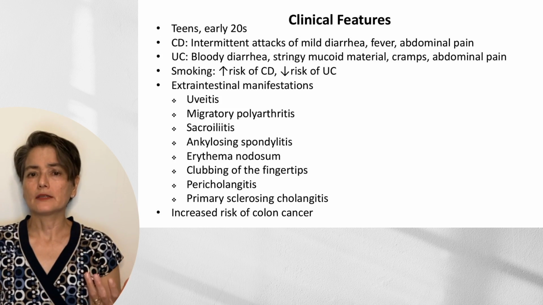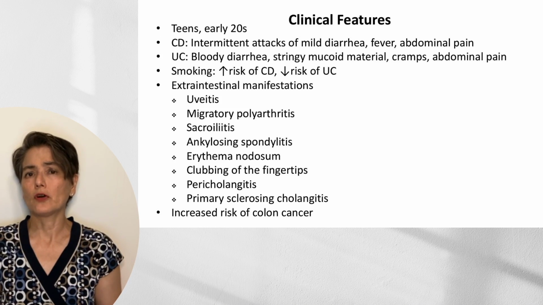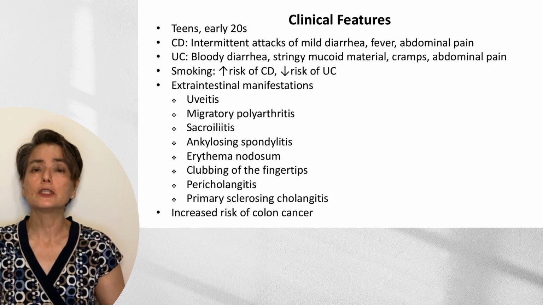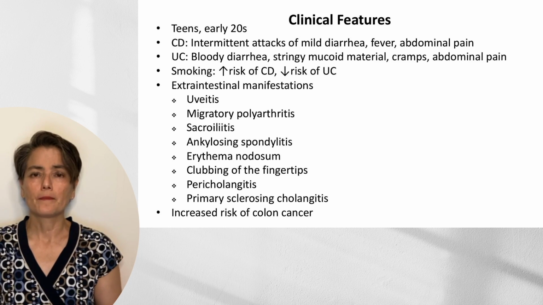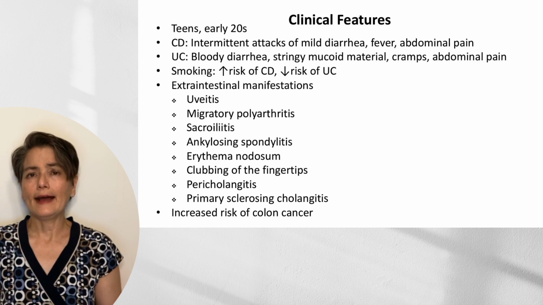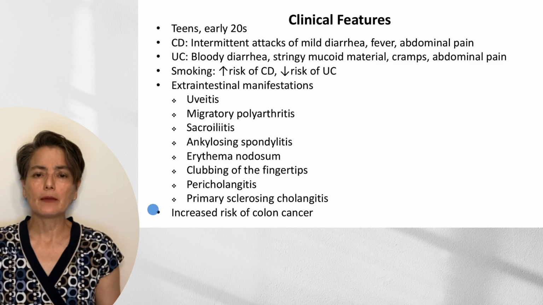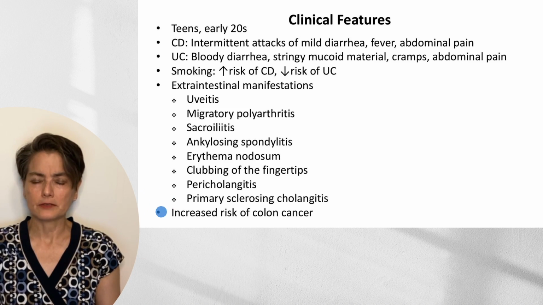Interestingly, while smoking increases the risk of Crohn disease, it is associated with either no change or a slightly reduced risk of ulcerative colitis. Now, both of these diseases can have a variety of extraintestinal manifestations, which I've listed for you here. And I'll talk briefly about primary sclerosing cholangitis.